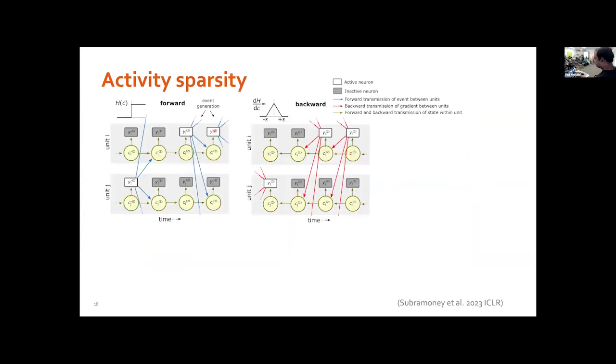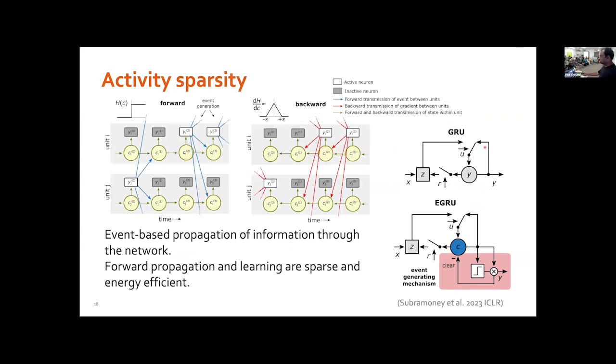And so what we did was we took the dynamics of the gated recurrent unit, the GRU, and put a thresholding function on it to make it event-based. In this mechanism, you get activity sparsity quite intrinsically. The state dynamics are determined by the gated recurrent unit, and there's a thresholding function which decides whether to send messages to connected units or not. So this is just like a spiking network, but with different dynamics.